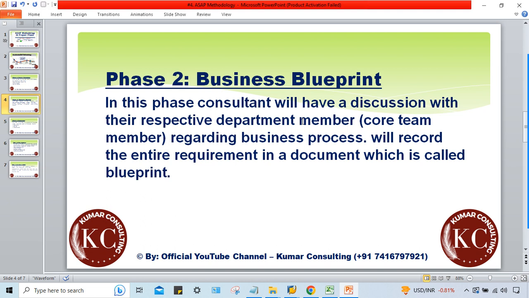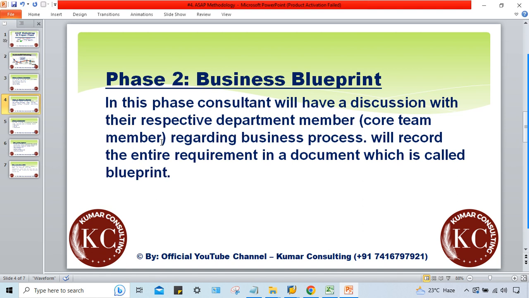Now, in finance department, say for example, there are 200 people or maybe 250 people. In that case, I cannot discuss with each and every person. So Tata Motor will appoint a representative of finance department, somebody who is going to represent finance department, right? So that representative is called core team member.